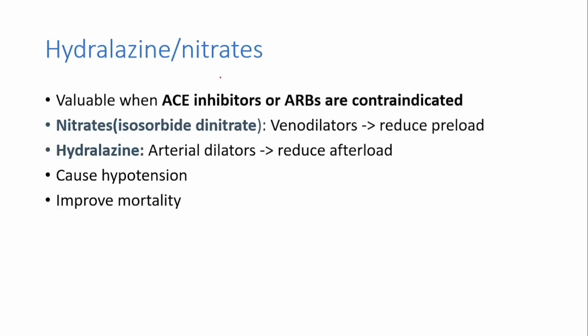Hydralazine and nitrates. Now they are used only when the ACE inhibitors or ARBs are contraindicated. They are used only when ACE inhibitors cannot be used. If ACE inhibitors cannot be used, then switch to hydralazine and nitrates. This combination. Okay, so nitrate like isosorbide dinitrate. These are the venodilators.